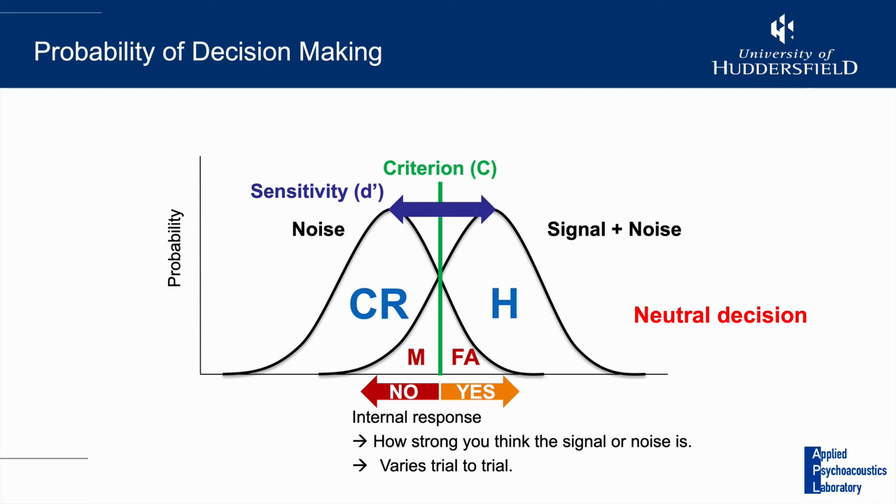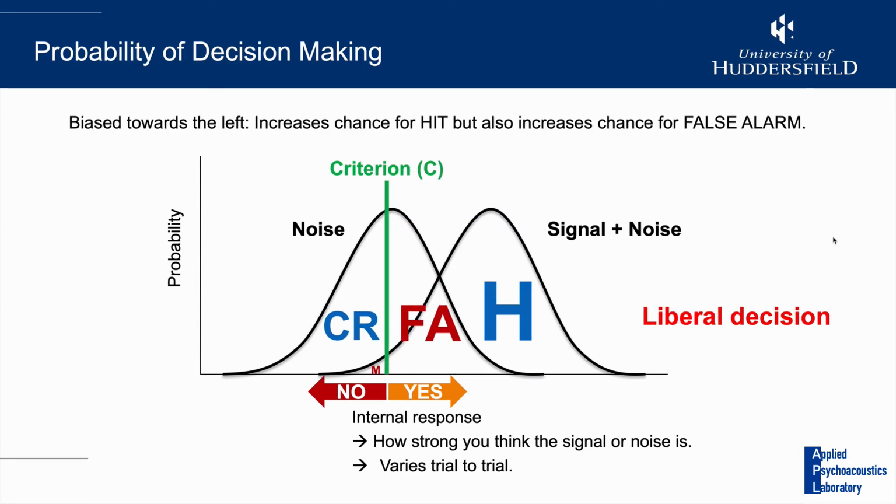So for example, if C moves to the left, this means that the decision the subject makes becomes more liberal, because the subject is basically saying yes more often. Then the hit rate will increase naturally and the miss rate will decrease. But at the same time, the false alarm rate will also increase.